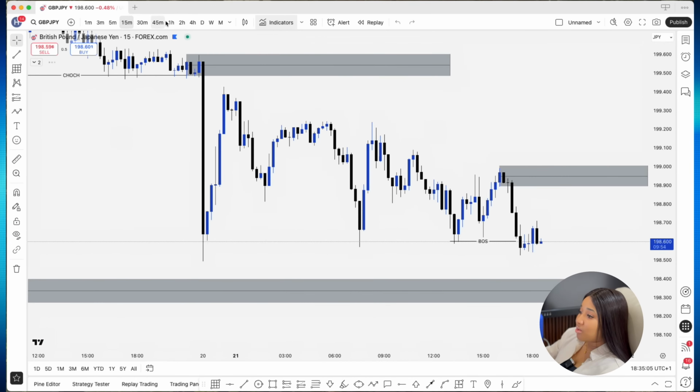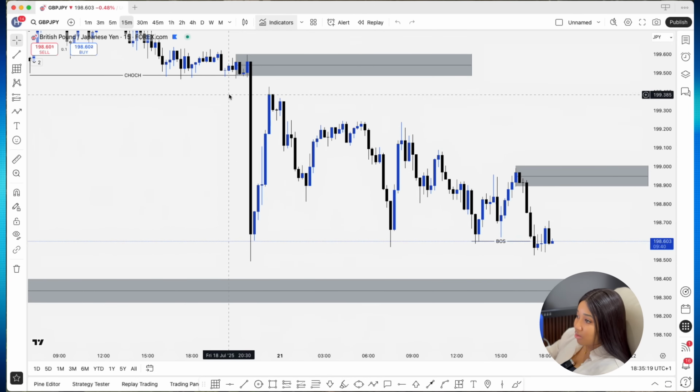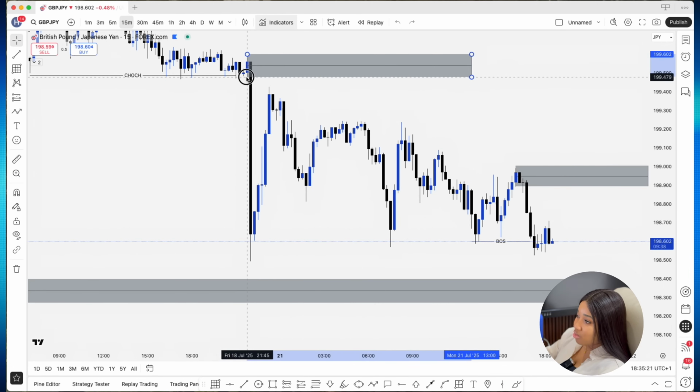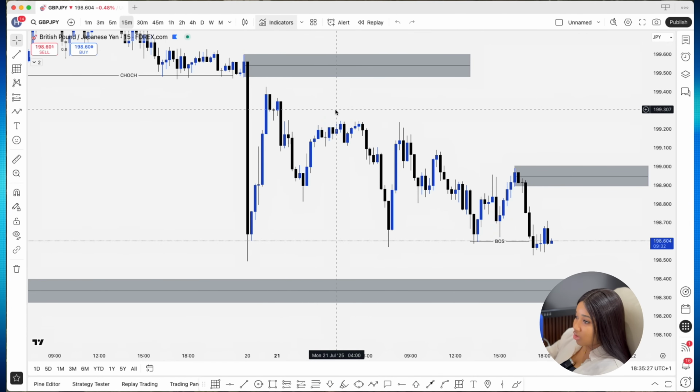Now, 15 minutes is my entry time frame. That is where I set my traps. I go lower to 5 minutes, 3 minutes, 1 minute if I want to take a confirmation entry. I've dropped a video on how to take a confirmation entry, so if you've not seen that video, go ahead and watch it after this one so that you understand what I do with the 5-minute, 3-minute, and 1-minute time frames.